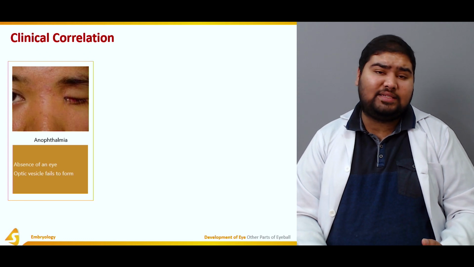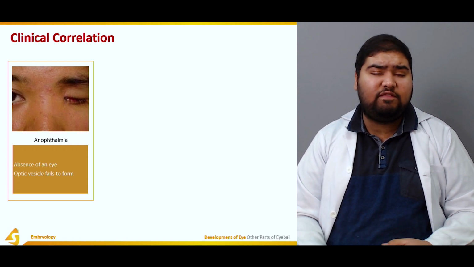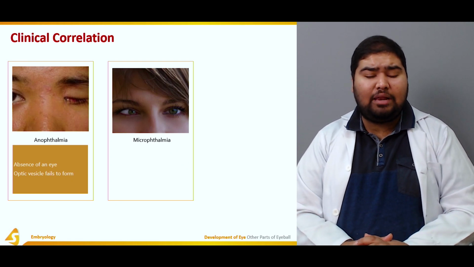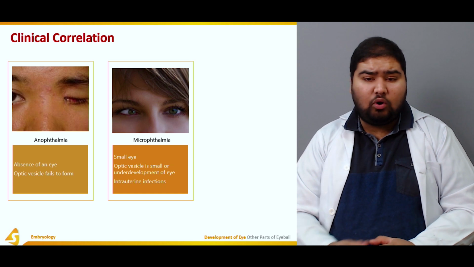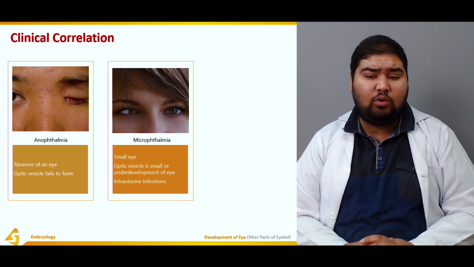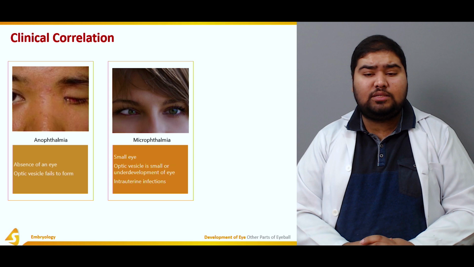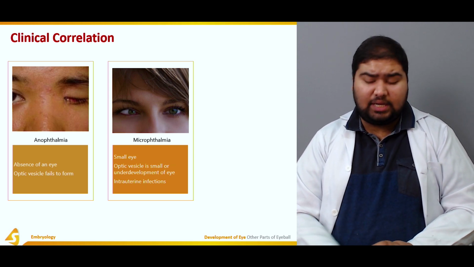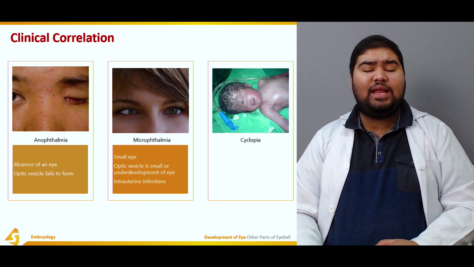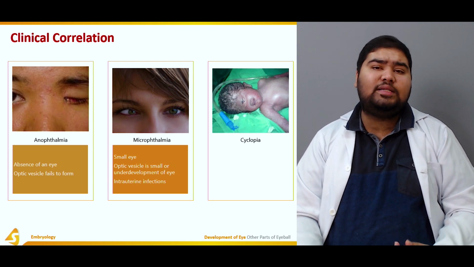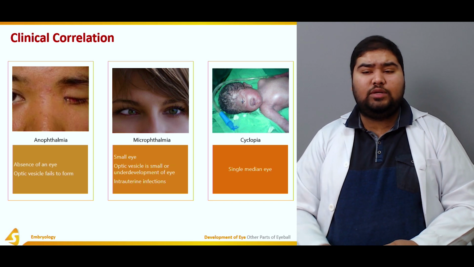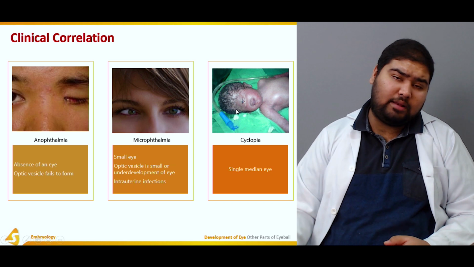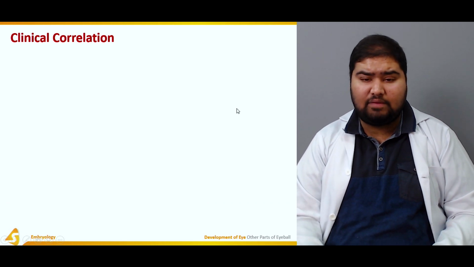Now moving on to the clinical correlates, we can have anophthalmia, which is absence of the eye. The optic vesicle may fail to form. Then we can have microphthalmia. Micro means small, so we can have a small eye. The optic vesicle is small or underdeveloped. It may be caused due to intrauterine infections. Then we can have cyclopia or single eye, which is a single median eye. So this is cyclopia or single median eye, not compatible with life.